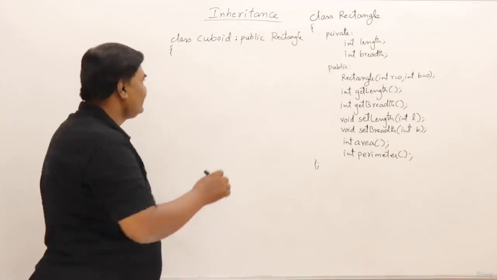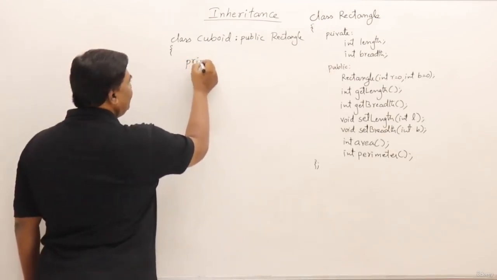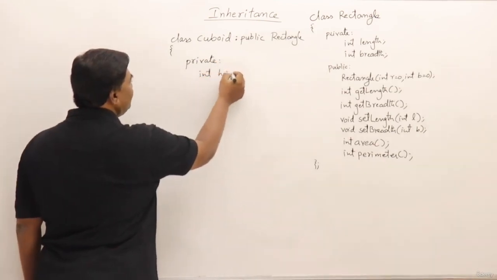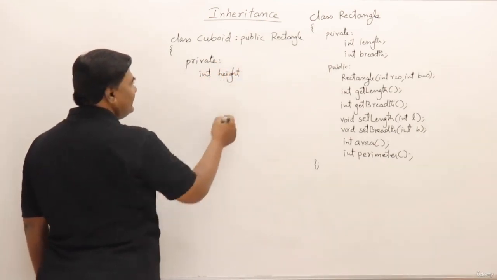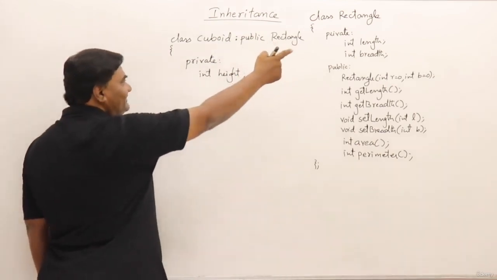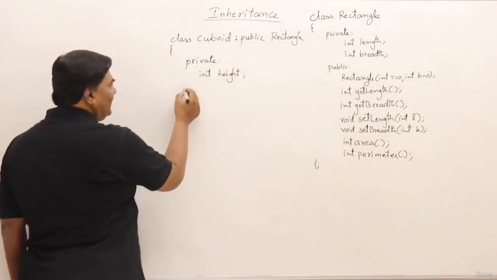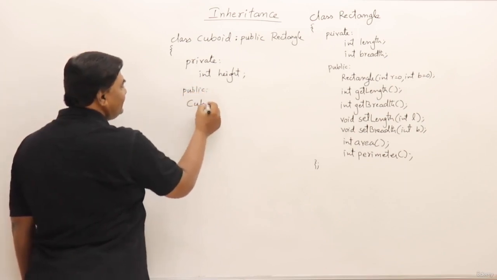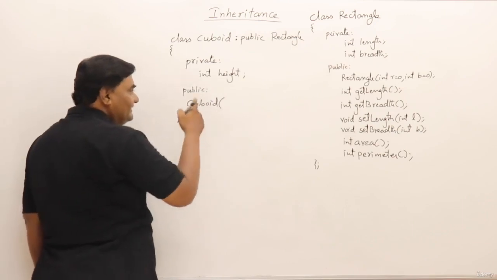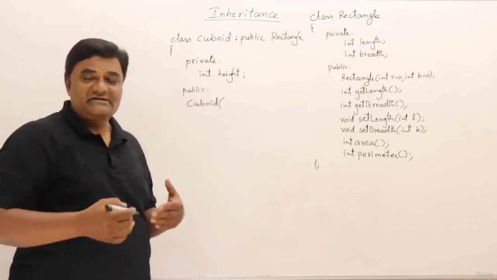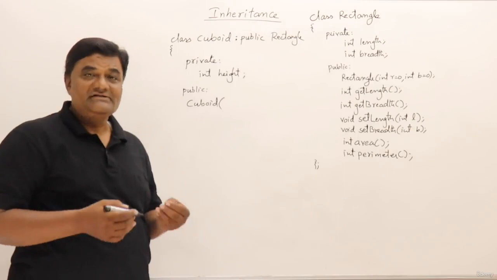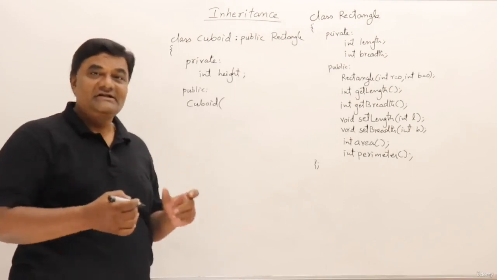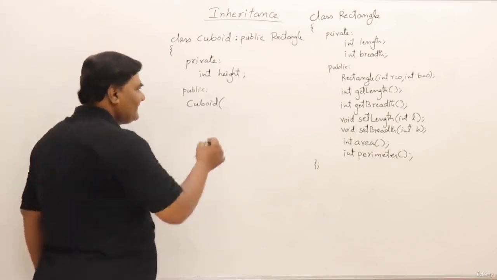Now what are the members in this one? So I will take private data member integer height. Yes, this is sufficient. So already length and breadth it is getting from rectangle and it's having its own height. Then public, inside this the first thing is constructor. I can write various constructors, that is a default constructor, that is a non-argument constructor. I will write a parameterized constructor which is taking default arguments.